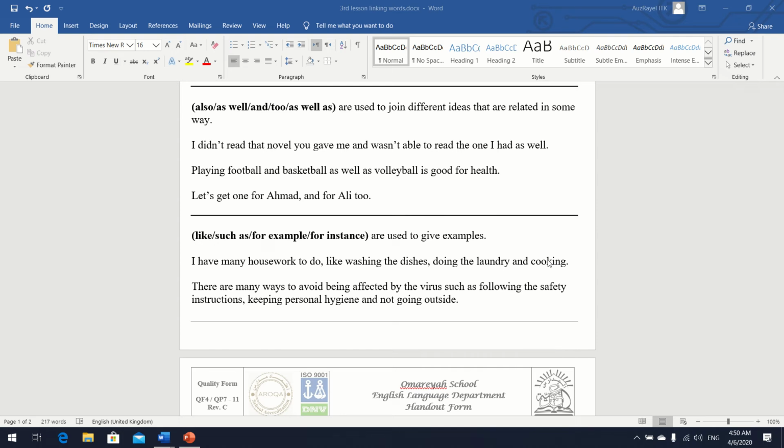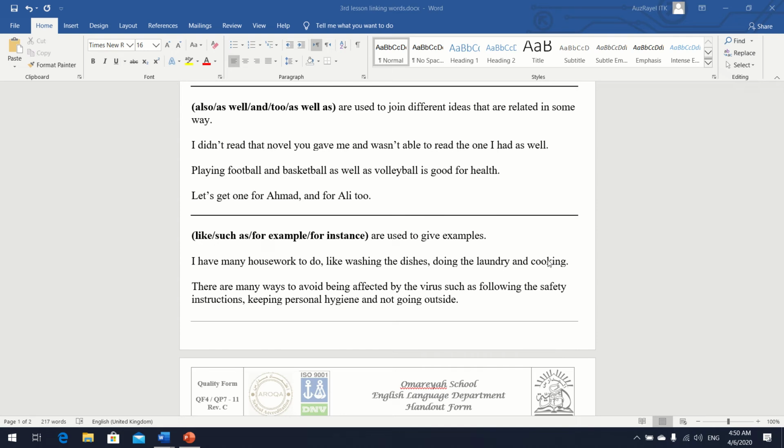Okay, so I didn't read the novel you gave me and wasn't able to read the one I had as well. So as well joined two things or ideas that are related to each other in some way. So we put as well at the end of the sentence.